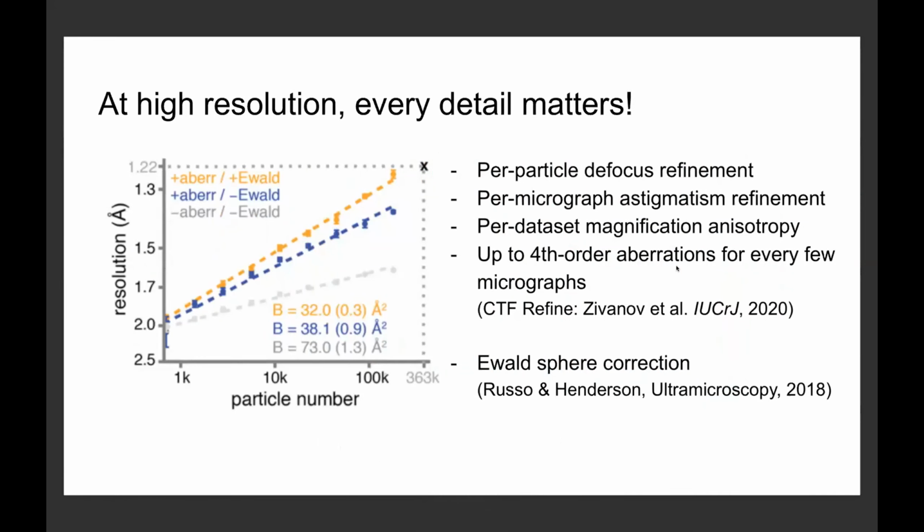So I applied per-particle defocus refinement, per-micrograph astigmatism refinement, and per-dataset magnification anisotropy refinement, and up to fourth order aberrations for every few micrographs, using CTF refine developed by Jasenko Zivanov in our group. We also applied the Ewald sphere correction algorithm developed by Chris Russo and Richard Henderson. And as you can see, by applying these corrections, you can get higher and higher resolution at a given number of particles.